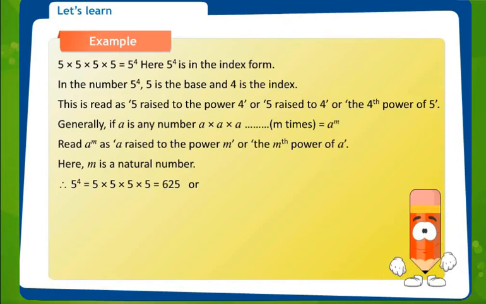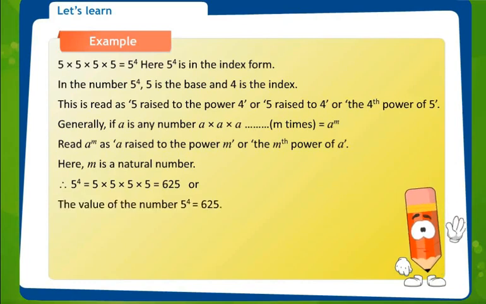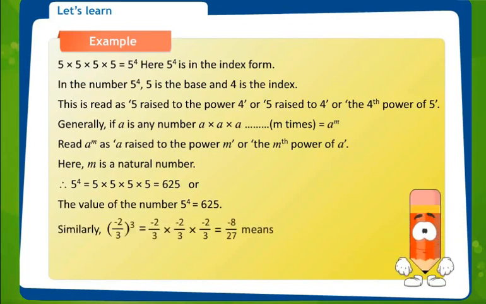So if we evaluate 5 raised to 4, 5 when multiplied 4 times gives us 625. So the value of the number 5 raised to 4 is equal to 625.